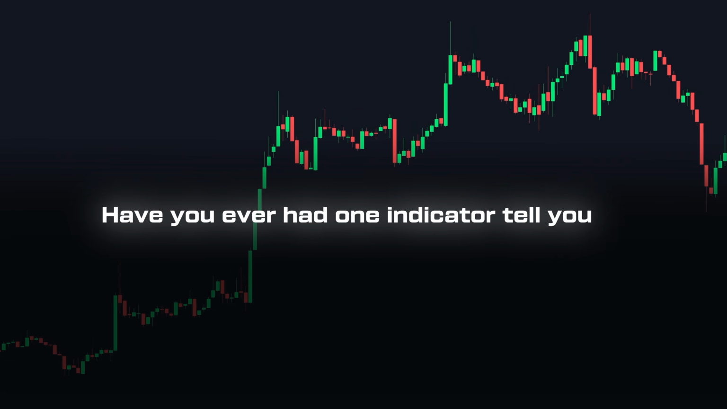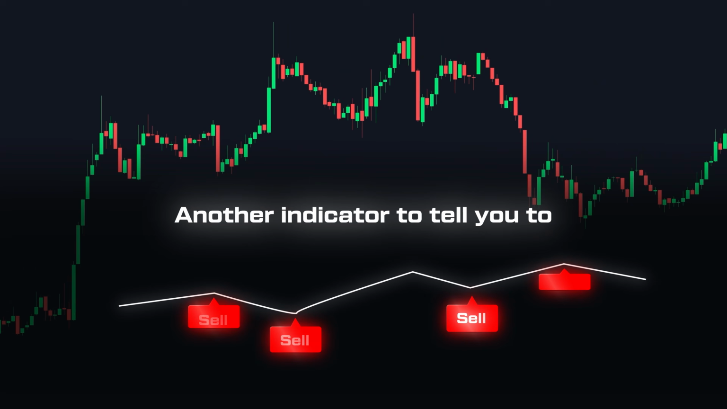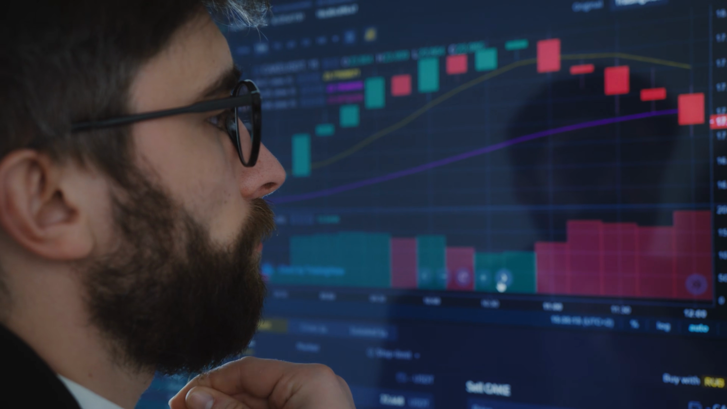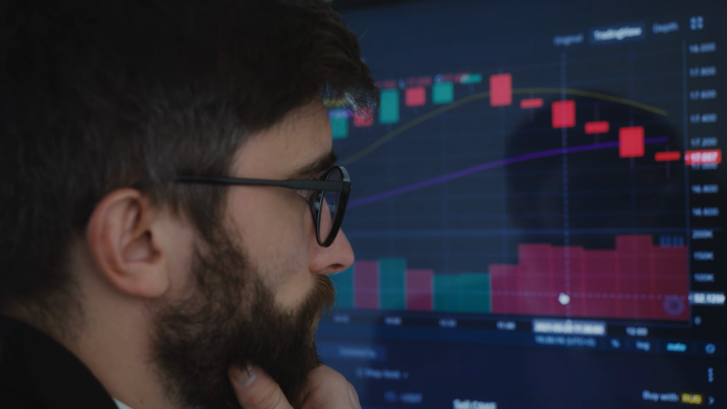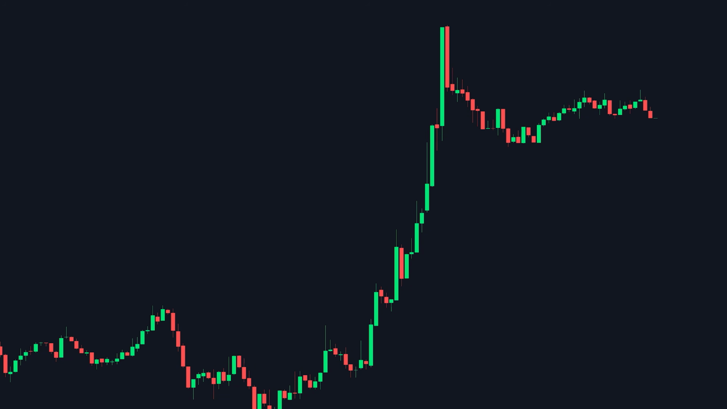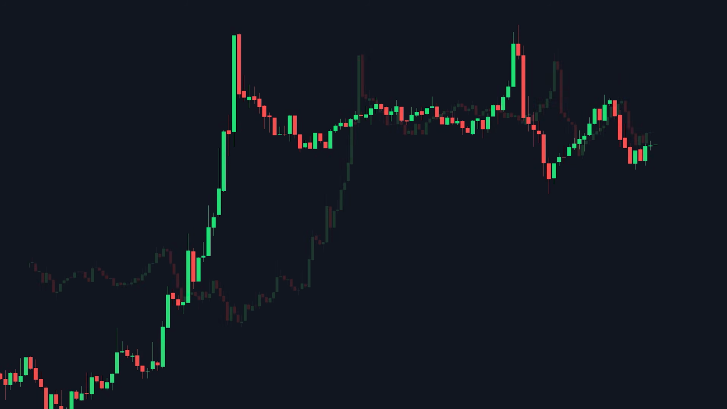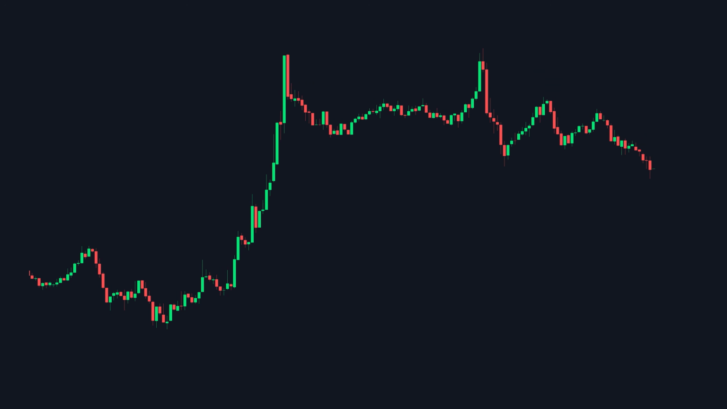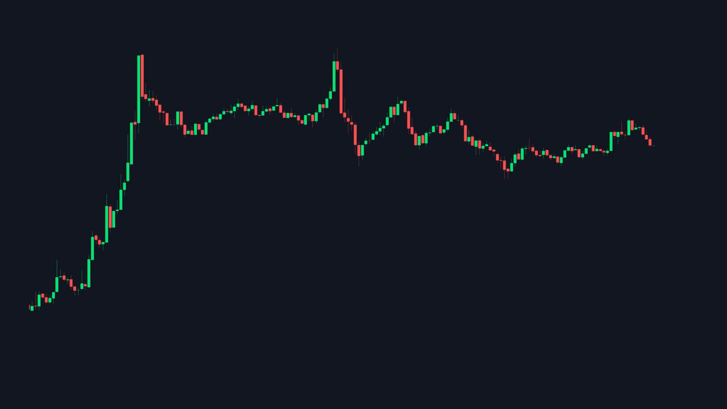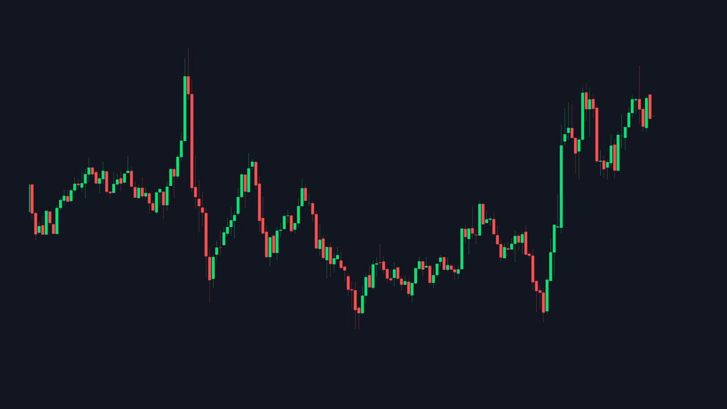Have you ever had one indicator tell you to buy only for another indicator to tell you to sell? Well, this happens because most technical indicators only analyze one side of the market. Some only measure momentum, others only measure the trend, while others only look at the price structure. But professional traders rarely rely on just one confirmation before taking a trade. Instead, they wait for multiple pieces of evidence to point in the same direction.